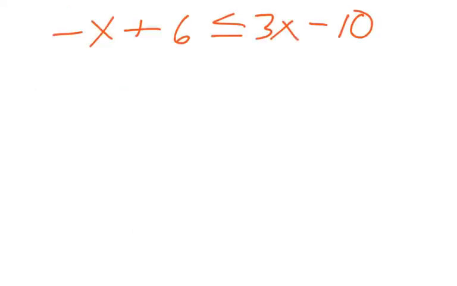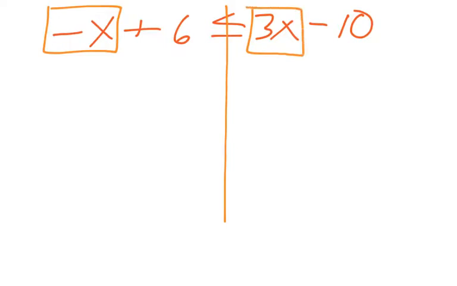So here we have negative x plus 6 is less than or equal to 3x minus 10. If you feel like the pace is too fast, pause the video. Give yourself a chance to copy that down. So draw a line through the inequality sign. We don't have any parentheses or like terms on either side.